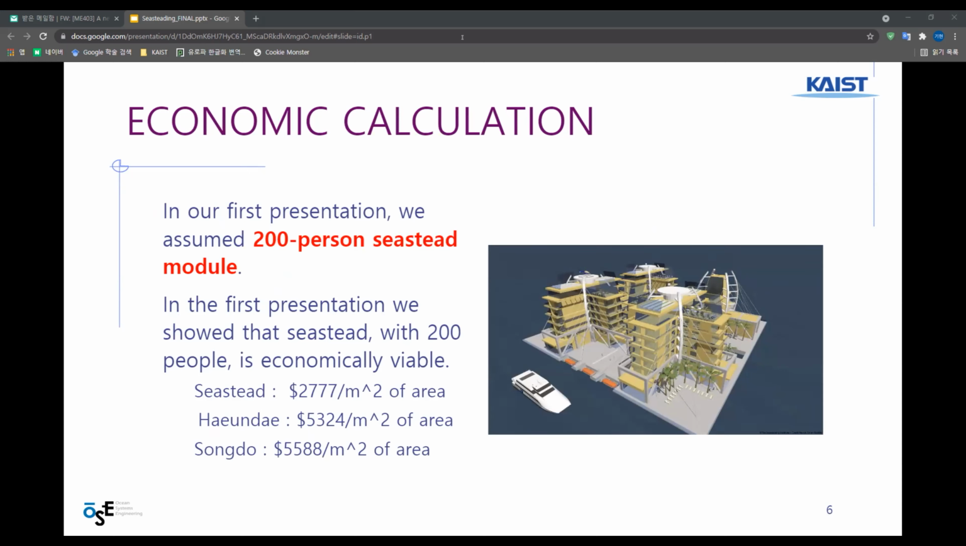All right. You showed us cost. So it's half cost. This is for, because this area is very, the land cost is very high, right? The Haeundae and Songdo land cost is high. And also Korea land cost is high.